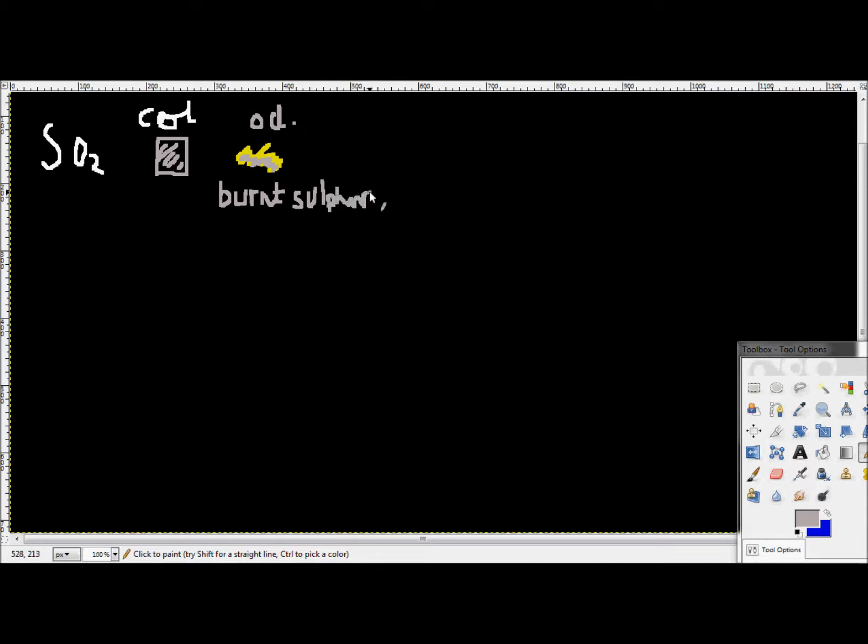Okay. That is color and odor done. So the last one is chemical properties. Now in this, it turns lime water milky. It's the same as CO2 in that respect. Lime water milky. It is also acidic, remember that.